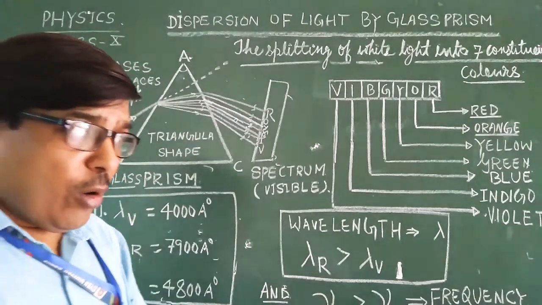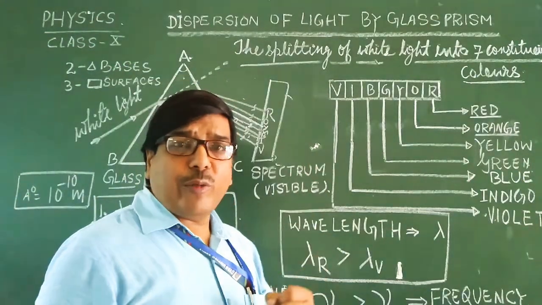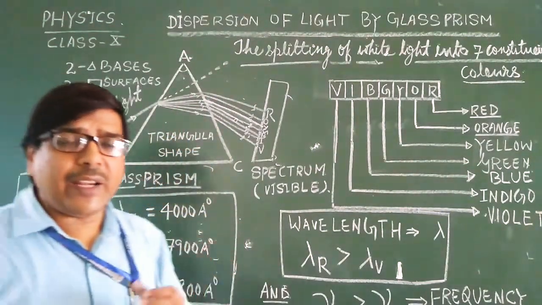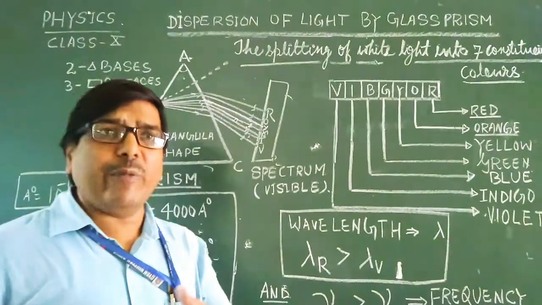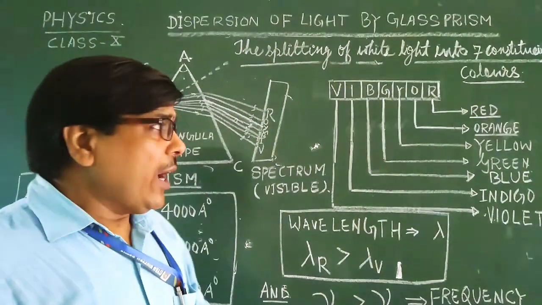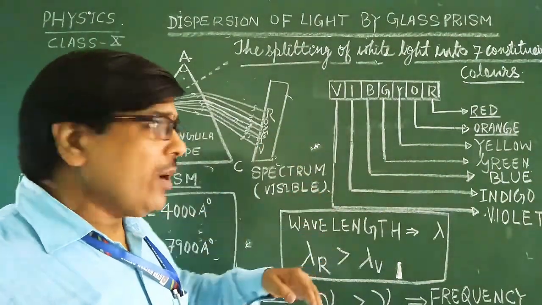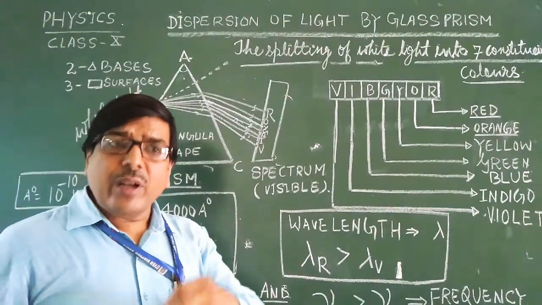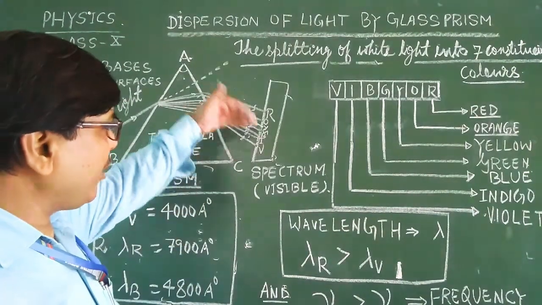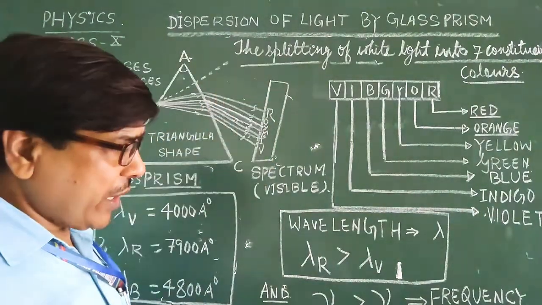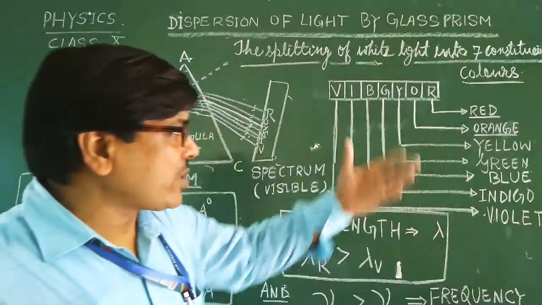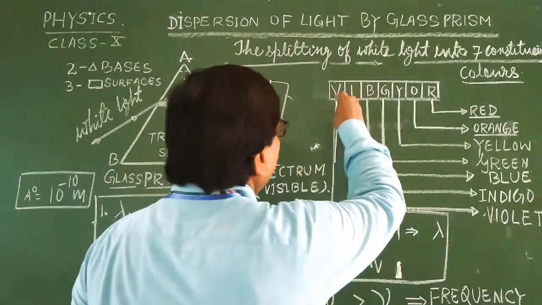Why does it occur? What are the causes of the splitting of white light into 7 colors? We will discuss. Each and every color of light has its own specific wavelength and frequency. Due to these wavelengths and frequencies, the angles of deviation are different. That's why the colors reach different positions on the screen, and it is obtained as a band of 7 constituent colors.